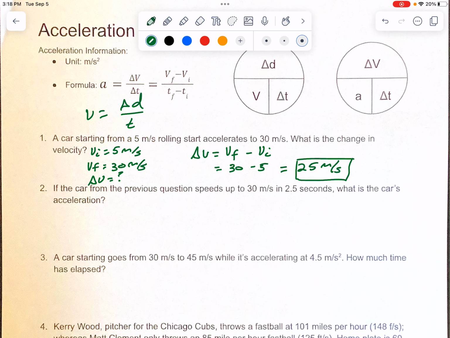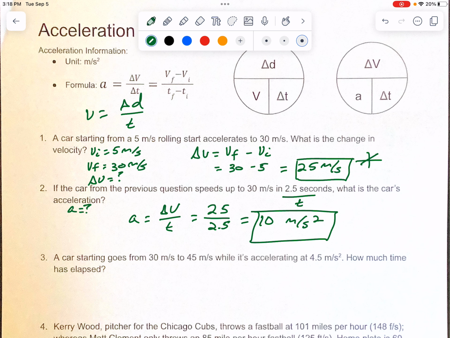Now, number 2 is going to tag team on number 1. If the car from the previous question speeds up to 30 meters per second in 2.5 seconds, so now I have time, what is the car's acceleration? So A is going to be your question mark. I know acceleration is change in velocity over time. I found change in velocity right here. Number 1 was 25, so I plug that in: 25 divided by my time, which is 2.5 seconds. 25 divided by 2.5 gives me an acceleration of 10 meters per second squared. So there's your answer there.